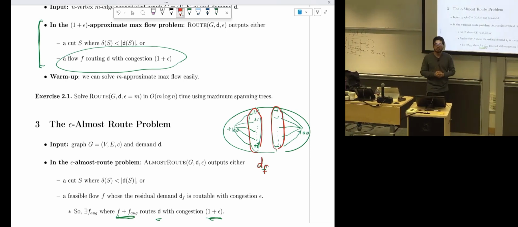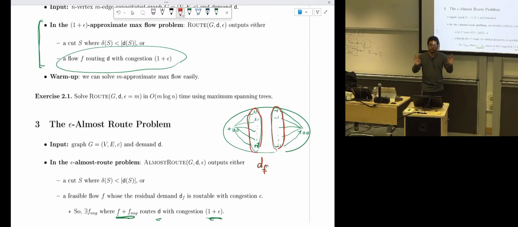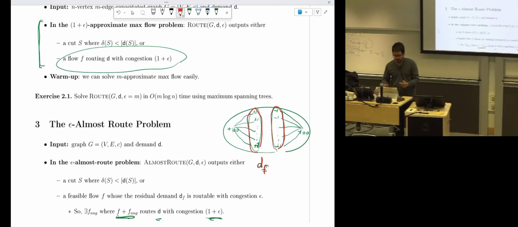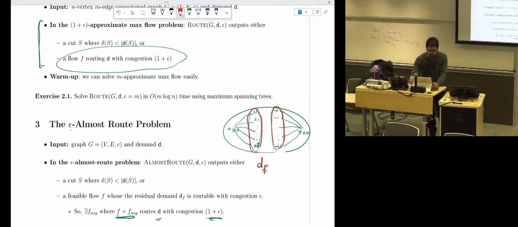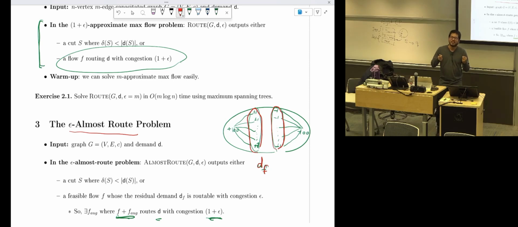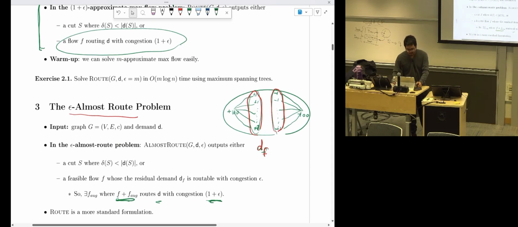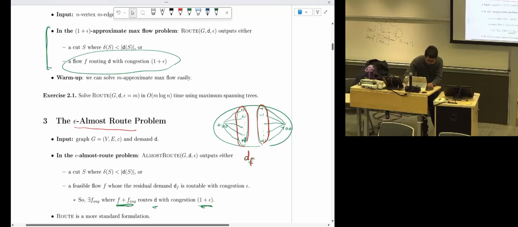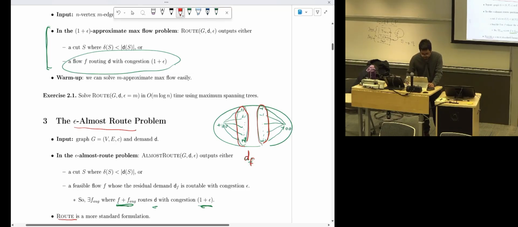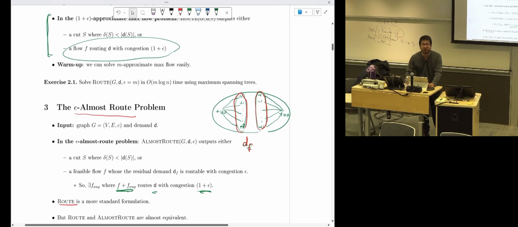Is the problem clear? Right now I just need you to understand the problem definition. Okay, so it's two different problems. This one is less standard for sure, because it doesn't really route your demand. It just promises you that there is a way to augment it so that it routes your demand. But the route subroutine is more standard. Actually, they are basically equivalent.